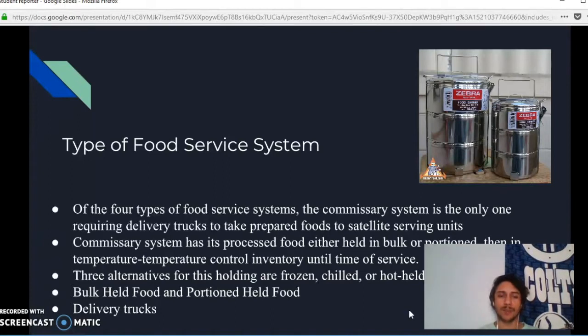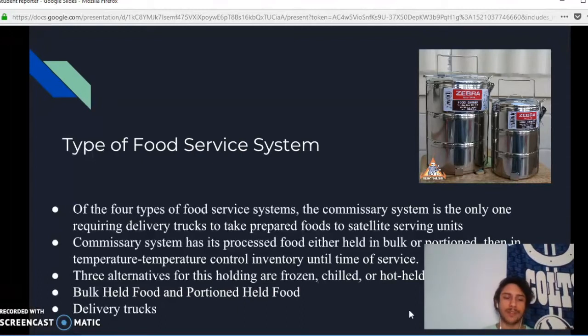Commissary system has its processed food either held in bulk or portioned, then in temperature control inventory until it is needed for the time of service. There are three alternatives for the temperature holdings that you can have your food held in, and that's frozen, chilled, and hot held. And there are differences when it comes to bulk held food and portion held food.